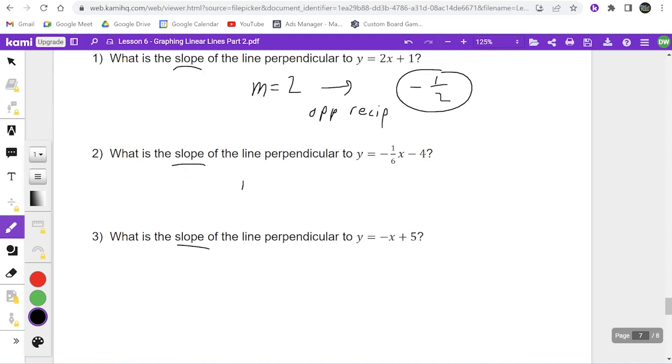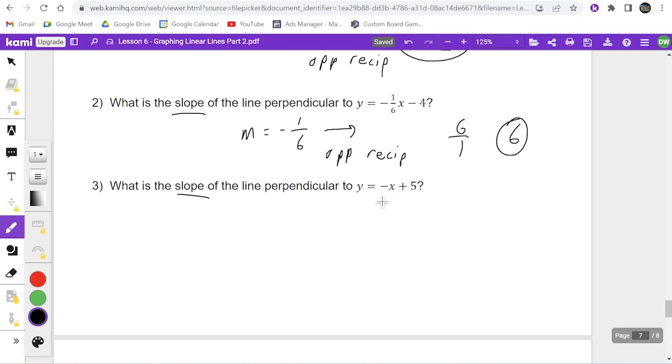If we have a slope of m equals negative 1/6, and we want the opposite reciprocal, then that is going to be positive 6 over 1, which is just 6. So the slope for number 2 is 6. And then for number 3, same idea. Our slope there, careful, it's negative 1, it's not negative x. Slope cannot have x in it. It's just the thing in front of the x.